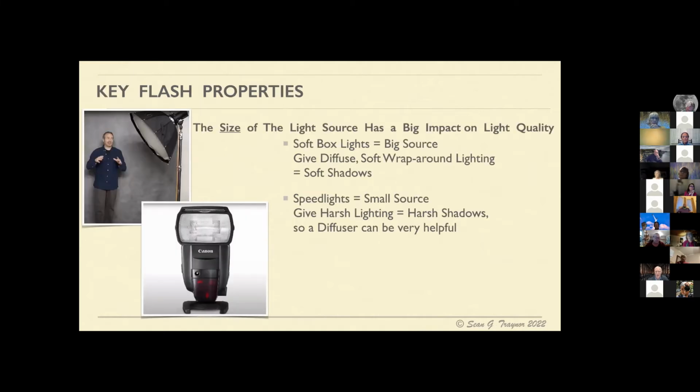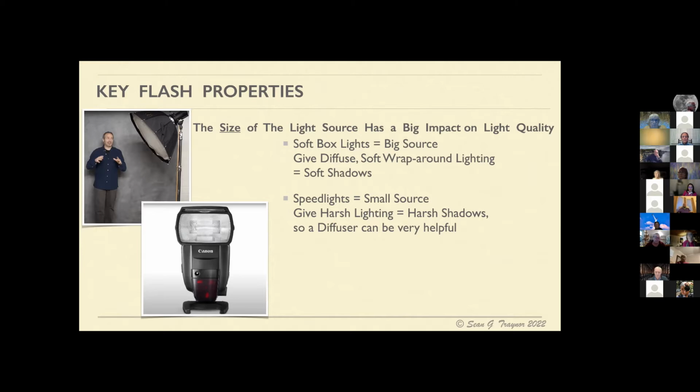So let's talk about some key flash properties. And one of the first ones that's interesting is the size of the light source has a big impact on the light quality. What do I mean by that? If you look at the photograph on the left-hand side, you'll see a large strobe head with a softbox on the front of it. And a softbox gives a big light source. It gives a diffuse, soft wraparound lighting, and that results in soft shadows.